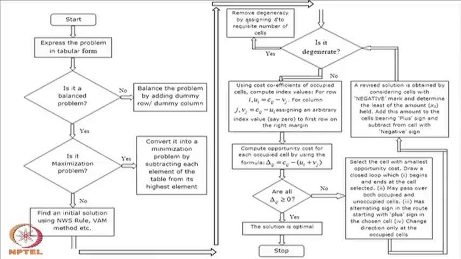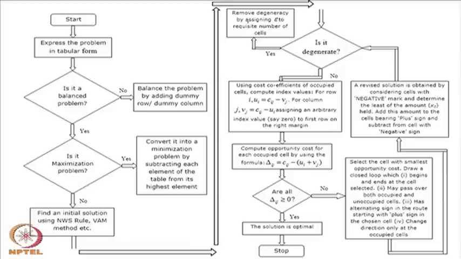select the cell with the smallest opportunity cost, that is the smallest cost, then draw a closed loop which begins and ends at the selected cell. That is, you select a cell and form a loop, and it may pass over both occupied and unoccupied cells. Then assign alternate signs along the route, starting with a plus sign at the chosen cell.